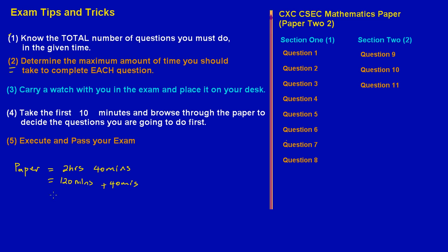My friends, and then basically we are going to add the 40 minutes to that. So we should complete the paper in a total of 160 minutes, which is the same as 2 hours and 40 minutes. So we have a total of 160 minutes to complete 10 questions. All right, so my friends, let's now quickly give you the breakdown of the amount of minutes required to spend on each question.